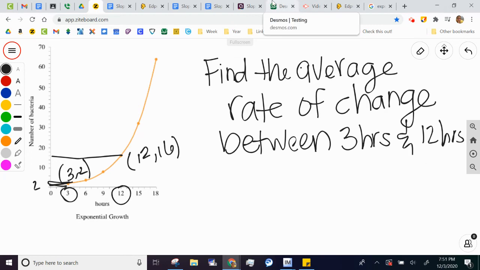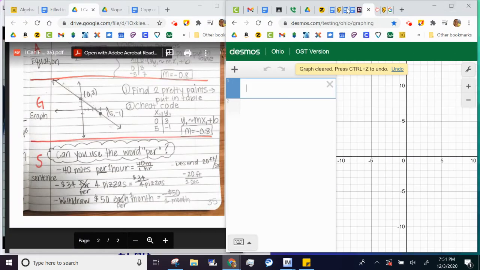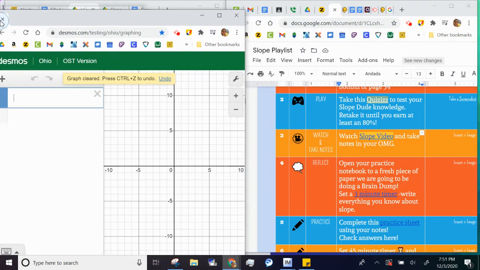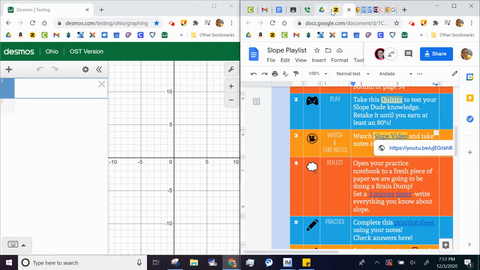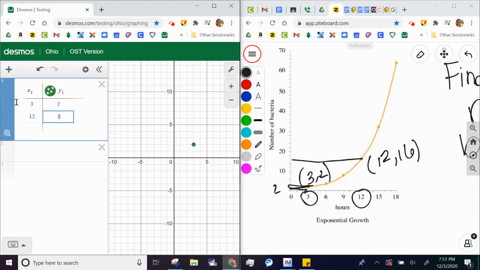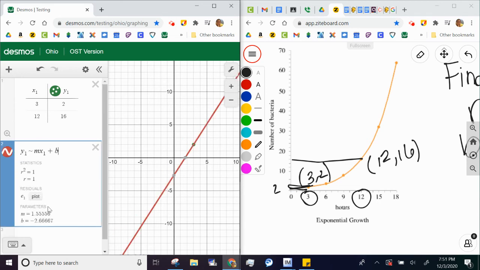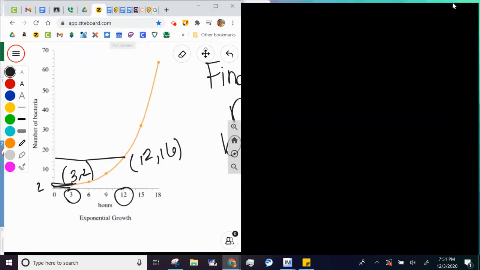Now I'm going to type that into Desmos. Let's clear this out and put these next to each other. I'm trying to find it between these 2 points, so I've got to make my table. I've got 3, 2, and I've got 12, 16. Remember, average rate of change is just the same thing as slope, so I'm going to use my cheat code. My average rate of change is 1.55555, so it's 5 repeated.